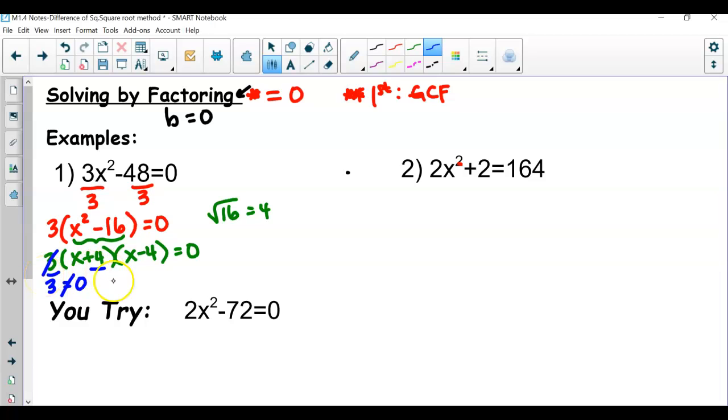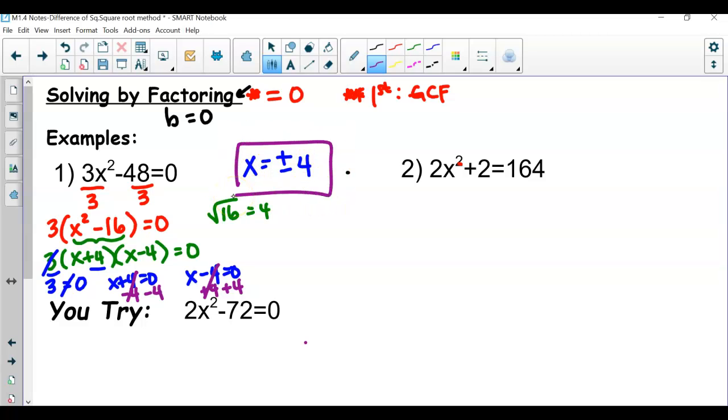Then we've got, of course, our x plus 4 is equal to 0, and x minus 4 is equal to 0. So notice how we still get x is equal to positive and negative 4. Because here we would, in the first equation, subtract 4 to solve for x. There's your negative 4. Here I would add 4 to both sides of the equation to solve for x. And there's your positive 4. So that's why here you get positive and negative 4 as your answer.